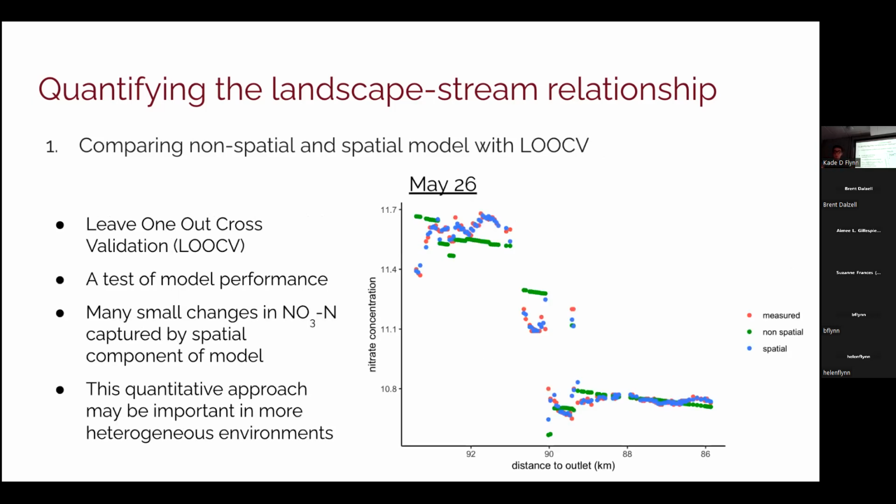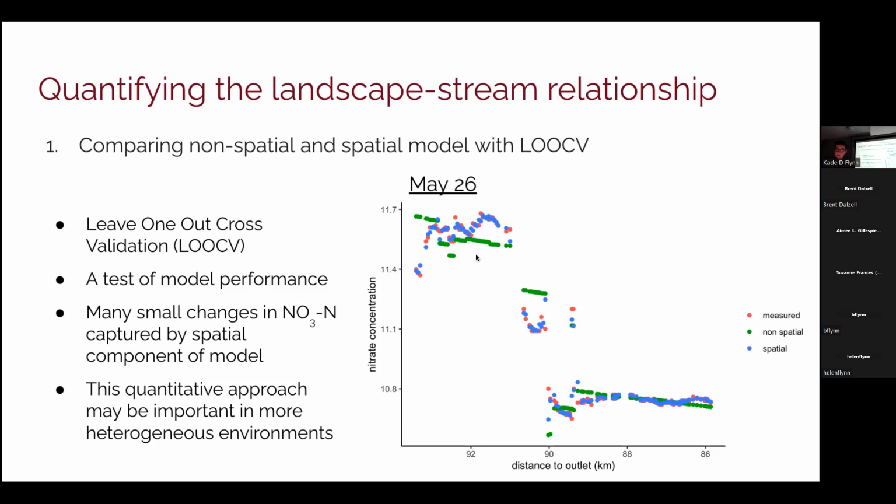We can visually compare these two models using a leave one out cross-validation. Leave one out cross-validation is simply a test of model performance. So you have your model and you retain a single data point. You run your model and your model predicts that data point. And you can compare your measured and unmeasured value. So it's just retaining one value, predicting it, and doing that over and over and over again for every single data point within your data set.